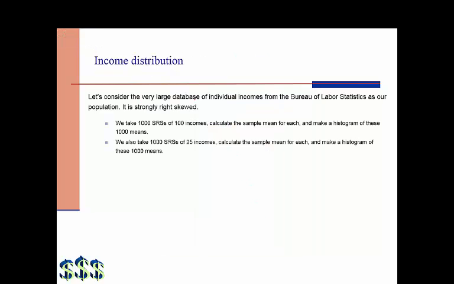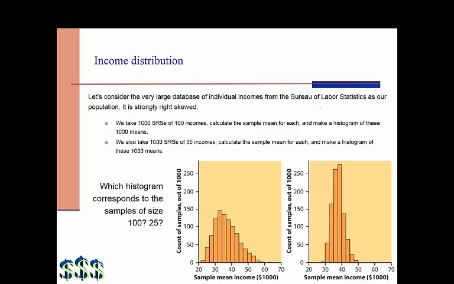Okay, so let's consider a very large database of individual incomes from the Labor Statistics Bureau. We take 1,000 samples of 100 incomes, calculate the mean, and make a histogram. And we take 1,000 samples of 25 incomes, so 1,000 different simple random samples of 25 incomes. So n equals 25 here, and here n equals 100. And you do this 1,000 times for both of them, and you make a histogram. Which one of these is the one for the 100, and which one is the one for the 25?